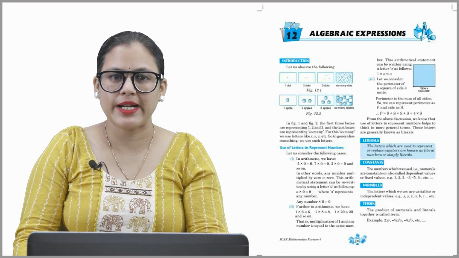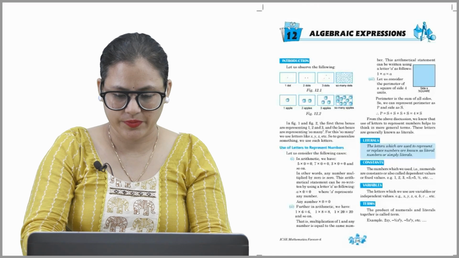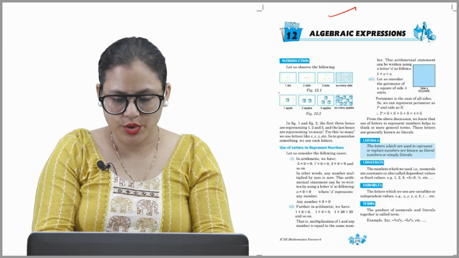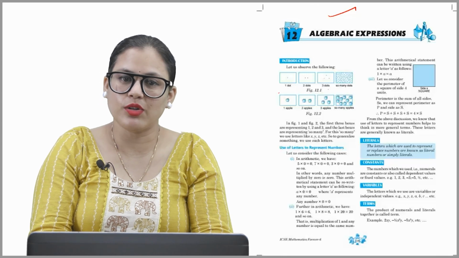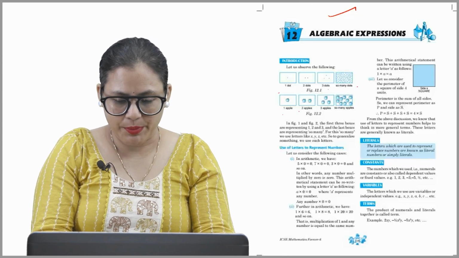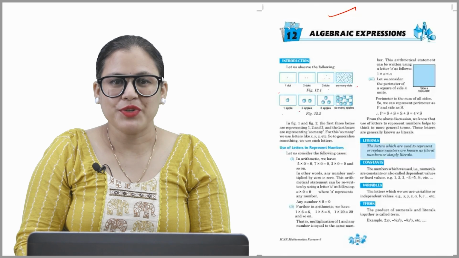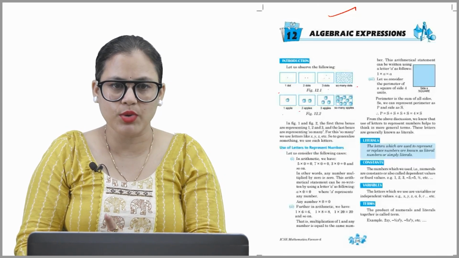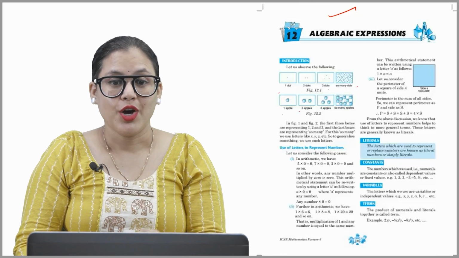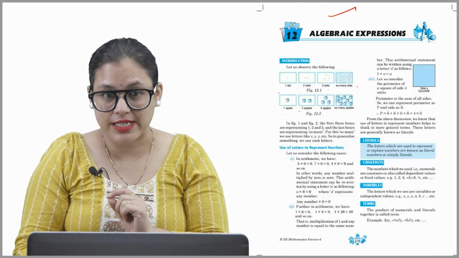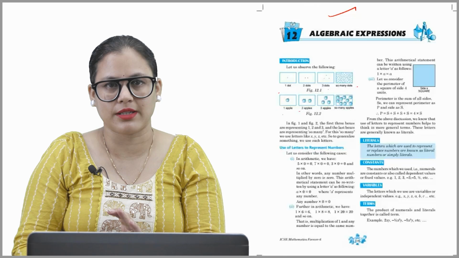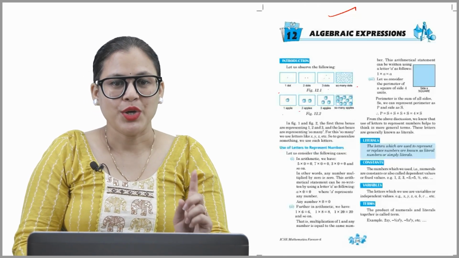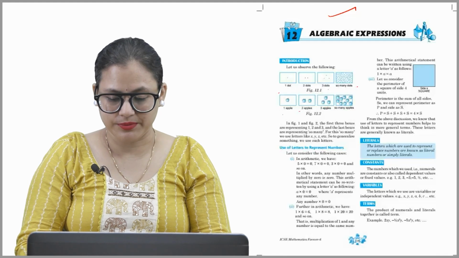Let's start today's chapter, Algebraic Expressions. Introduction. Let us observe the following. See, 1 dot, 2 dots, 3 dots and so many dots. Similarly, 1 apple, 2 apples, 3 apples and so many apples. So in figure 1 and figure 2, the first 3 boxes are representing 1, 2 and 3 and the last boxes are representing so many. For this so many, we use letters like x, y, z, etc. So to generalize something, we use such letters. Use of letters to represent numbers.